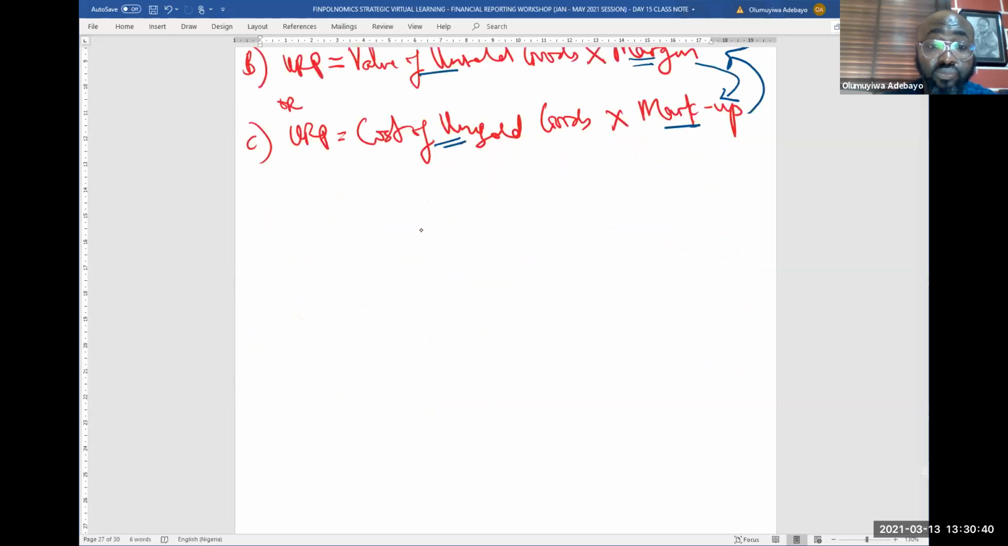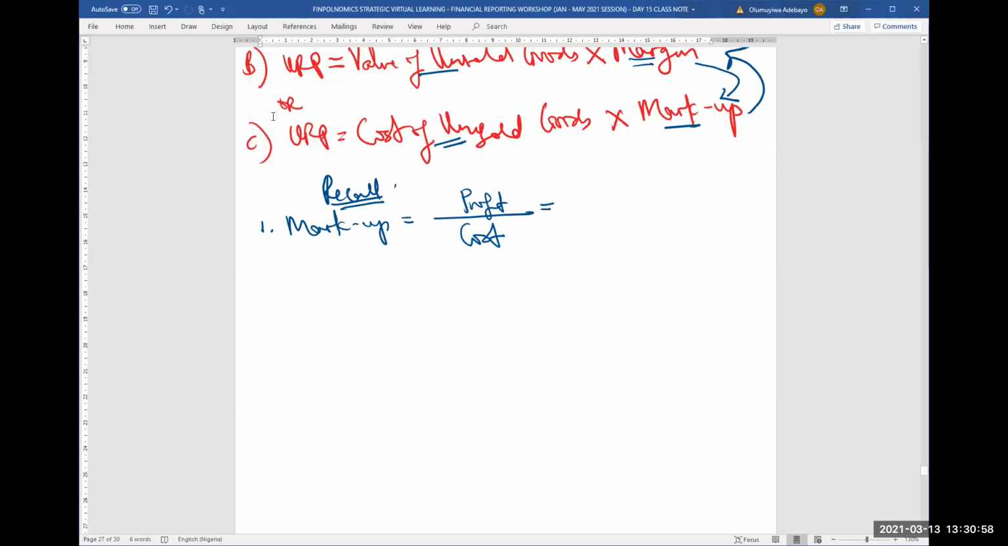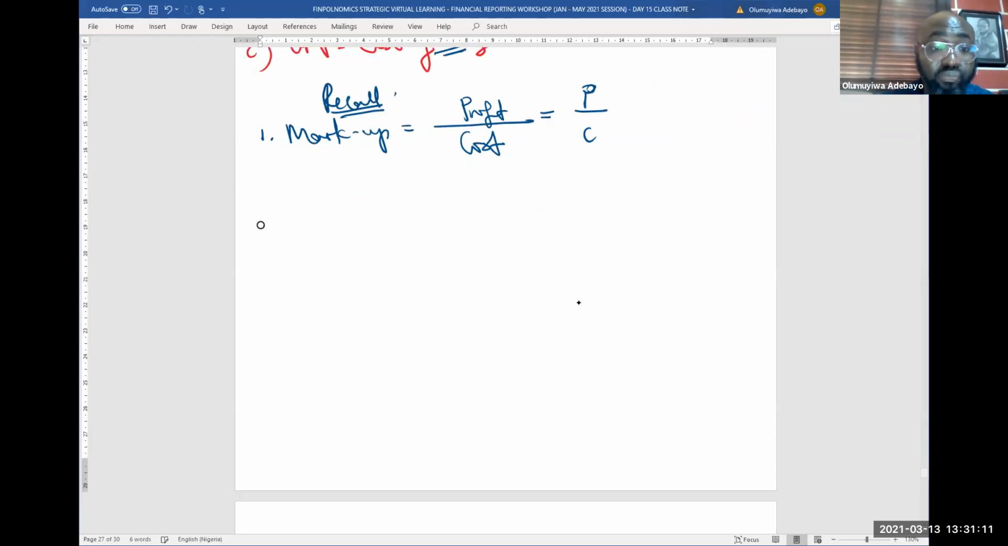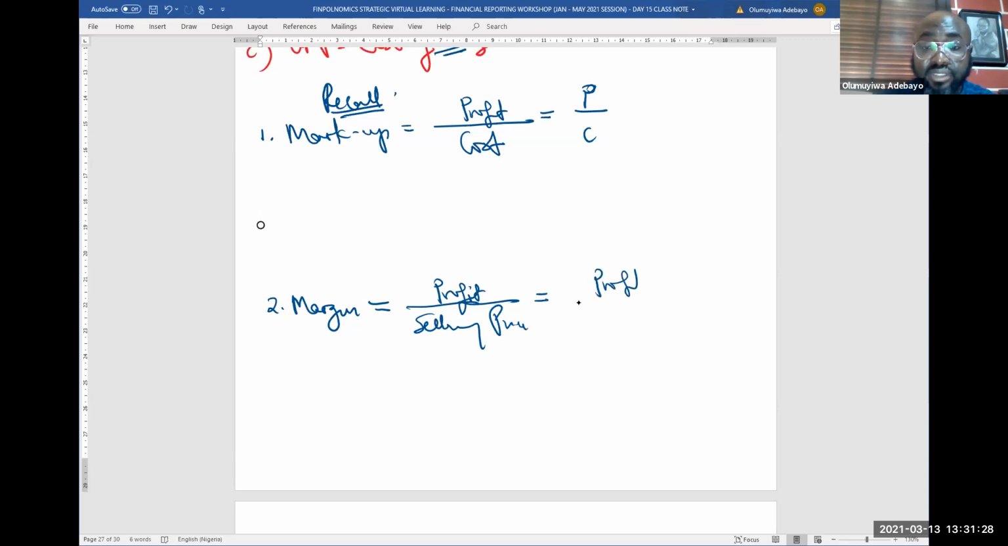Recall that a markup is an expression of profits as a ratio of cost, which I can call P over C. If P stands for profit, C stands for cost. Whereas margin is expressed as profits over selling price. How do you determine selling price? First, you know your cost and you know the profit you want to add to it, which means I can say this is P over C plus what? P.